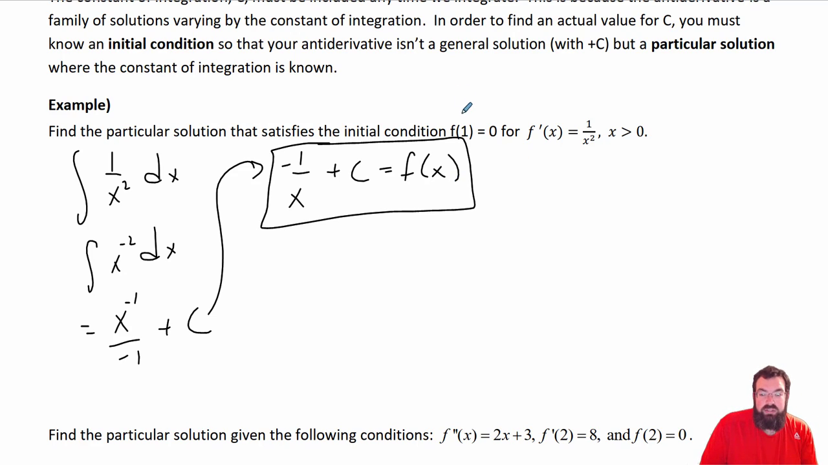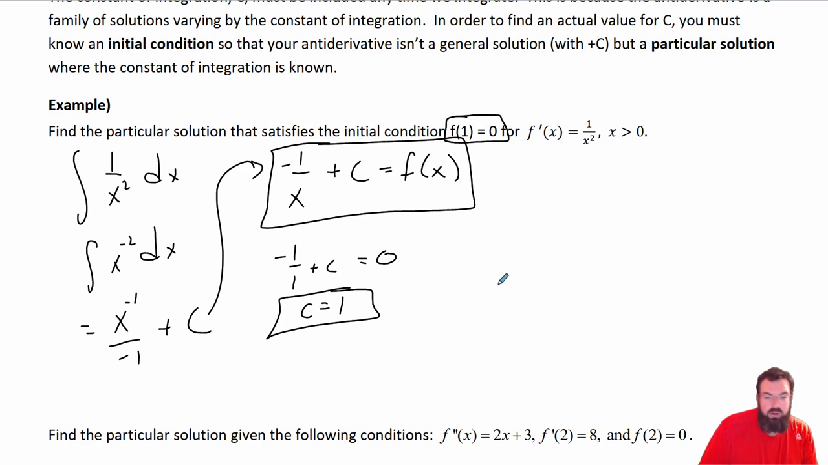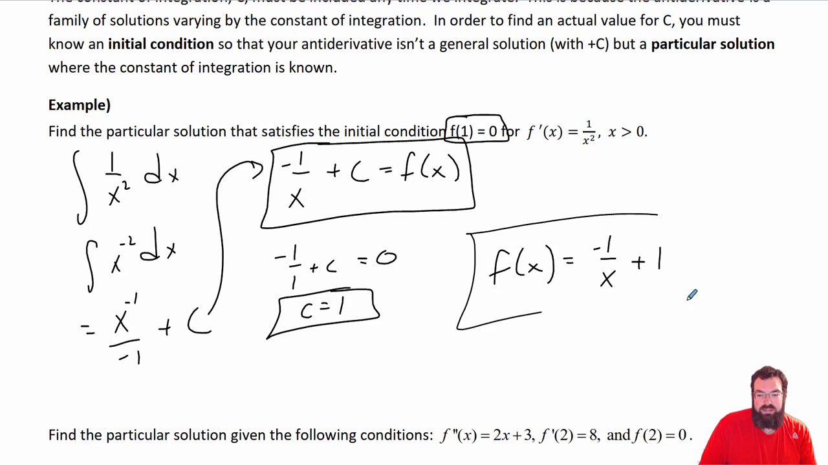So here's what I do. Since f of 1 is equal to 0, I know that y is 0 and x is 1. So I'm going to say negative 1 over 1 plus some c is equal to 0. So c is just equal to 1 once I solve for that. And so the original function, by way of finding c, is equal to negative 1 over x plus 1. That's all we're doing. That was an easy one because it's just x squared. It's nothing too crazy with e's and ln's and stuff, and we'll get into that later.